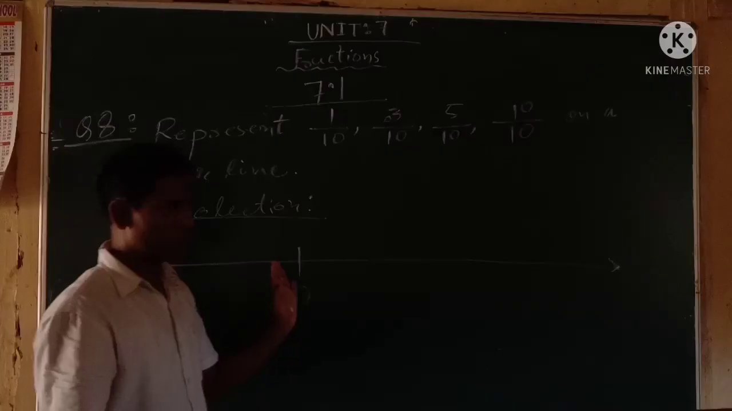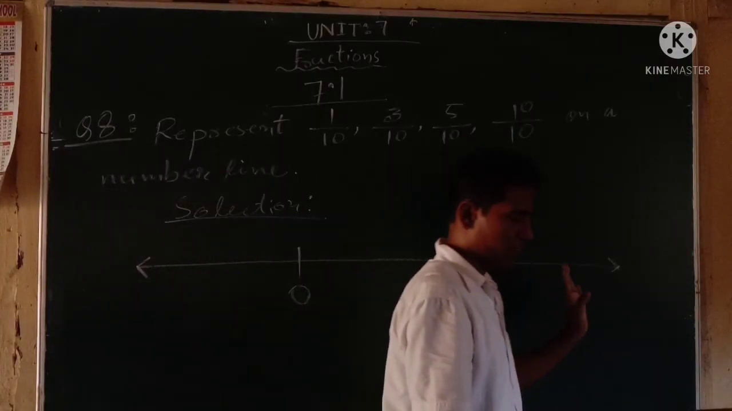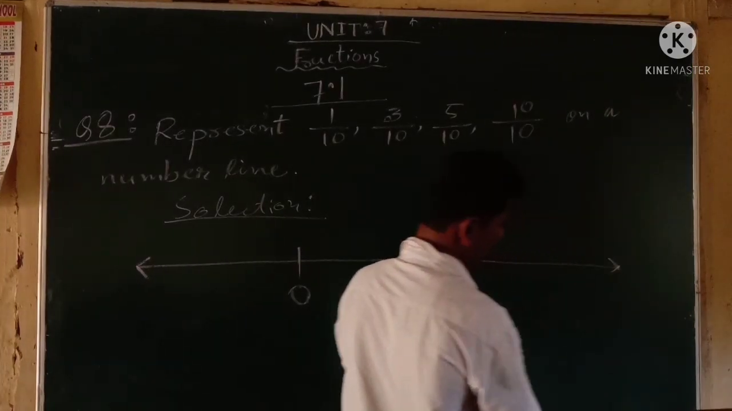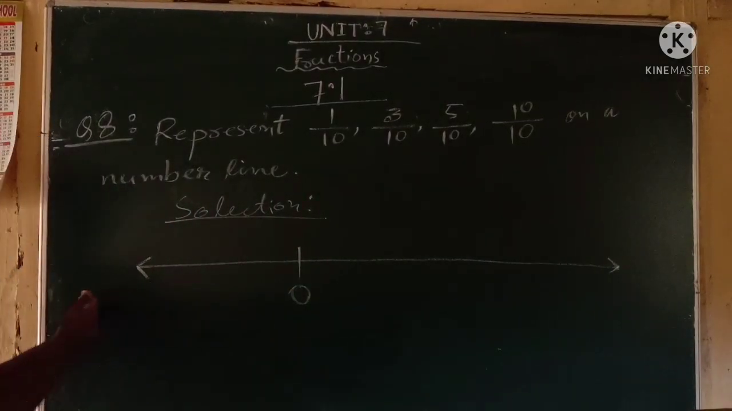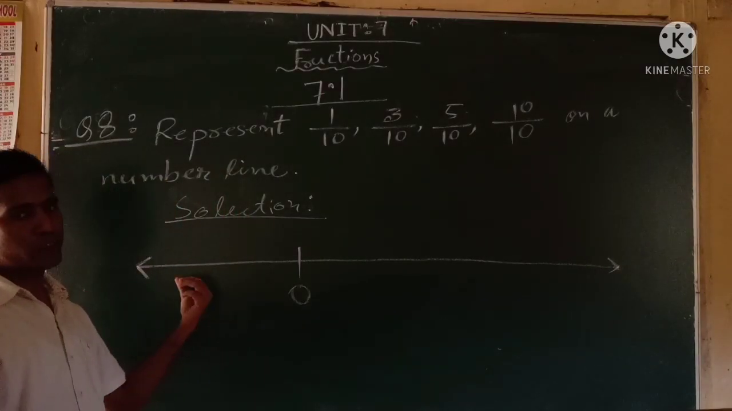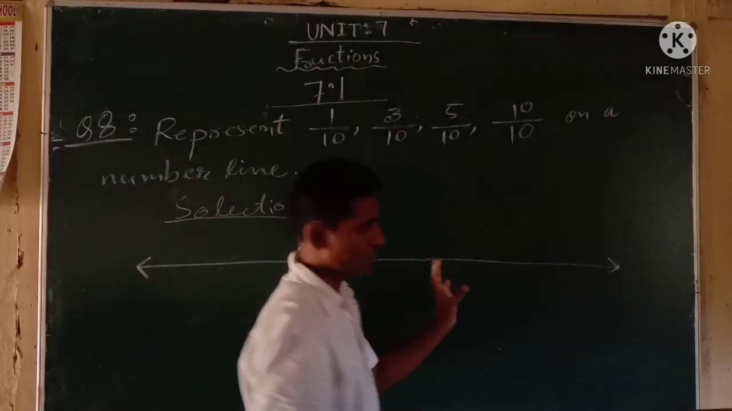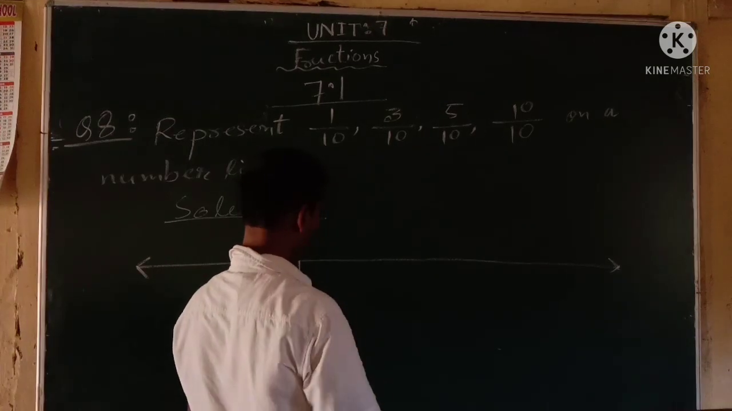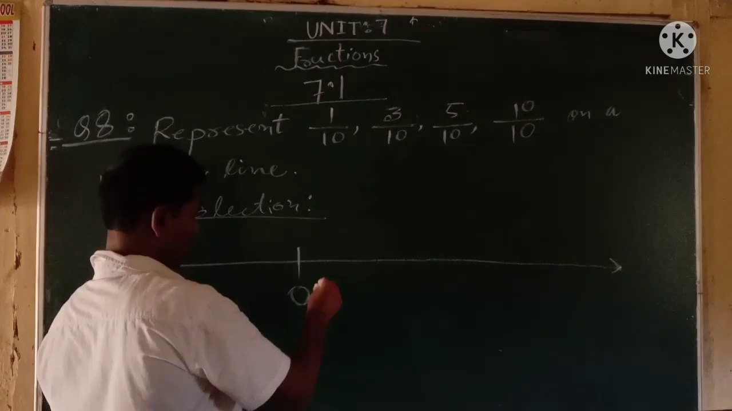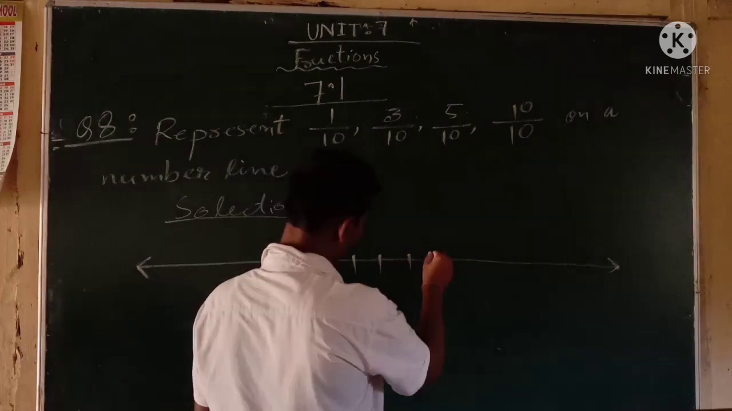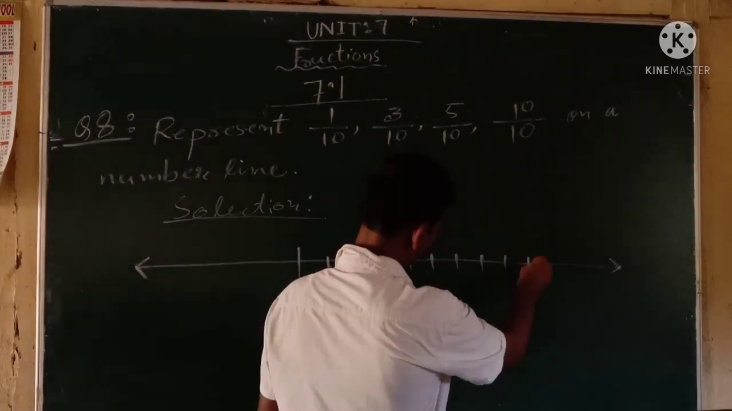Right of the origin lie the positive numbers, and left of the origin lie the negative numbers. The negative figures are written to the left of the origin, and positive figures are placed to the right of the origin. This is 0, or the origin. So 1, 2, 3, 4, 5, 6, 7, 8, 9, 10.